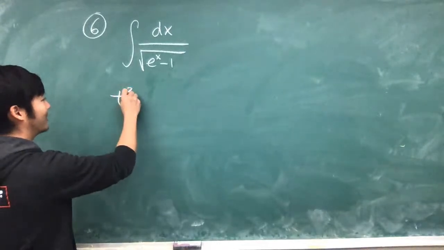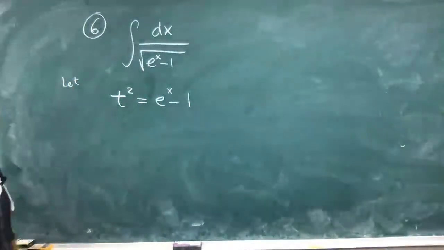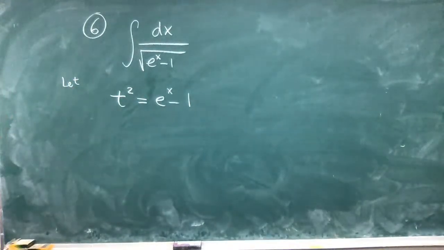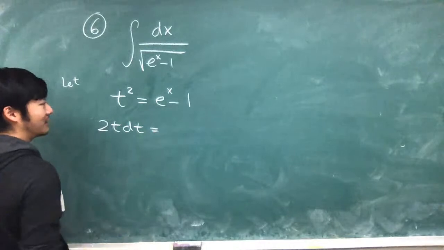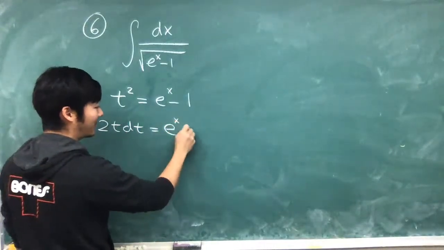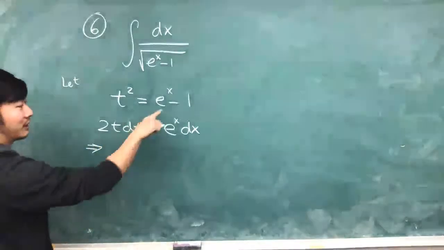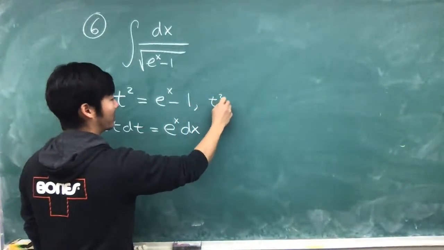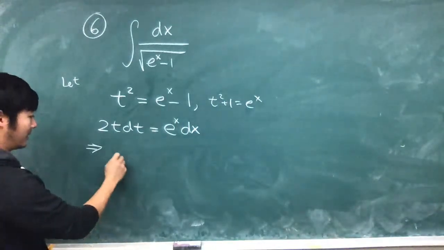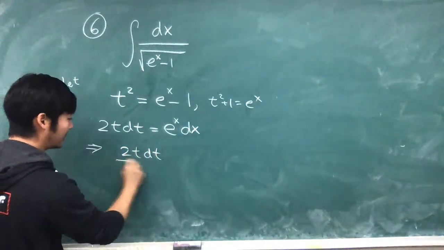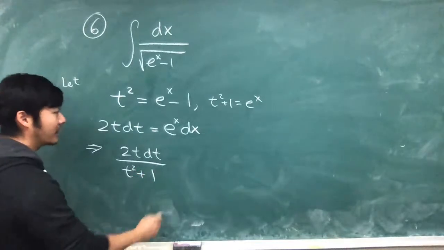So t squared is equal to e to the x minus 1. We're going to try. Okay? Then 2t dt, you take the derivative, is equal to the derivative of e to the x, which is e to the x dx. And so we can solve for e to the x. This is going to be t squared plus 1 is e to the x. So if we move this over, then this is 2t dt divided by e to the x, which is t squared plus 1, equals dx.